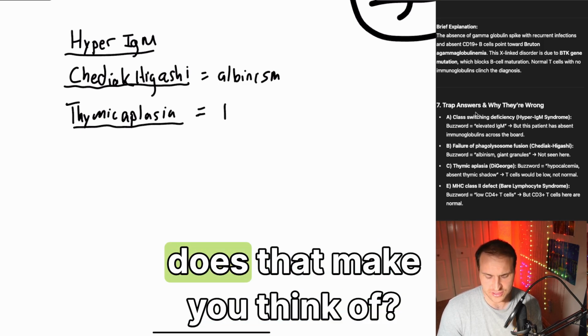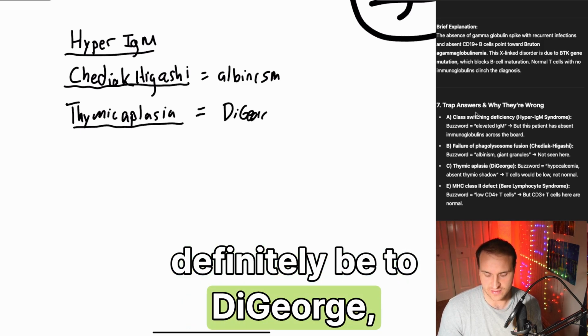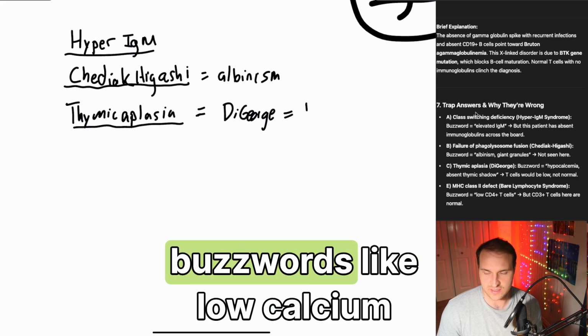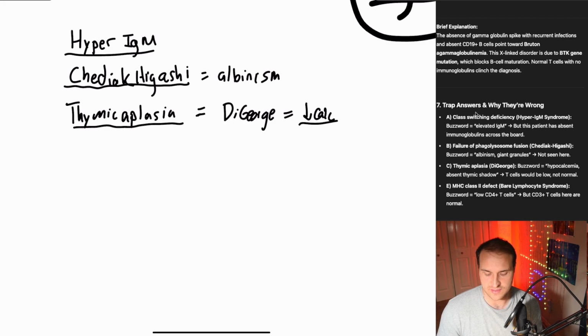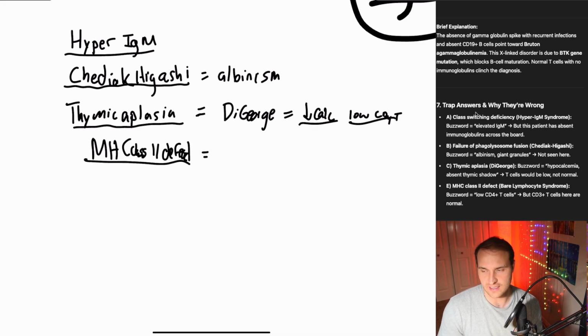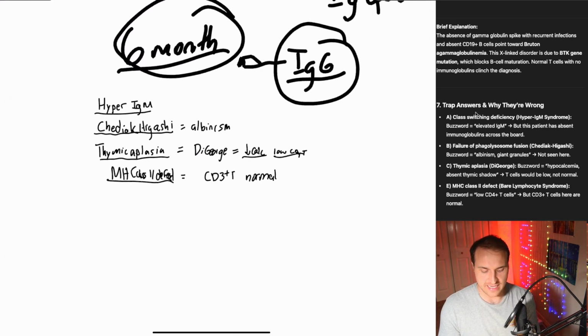So thymic aplasia, what does that make you think of? First thing should definitely be DiGeorge, right? And then DiGeorge is associated with some buzzwords like low calcium and also absent thymic shadow. Now, this is going to be a little bit too easy for them, right? They have to make some medical students fail. And so they're going to have low CD4 T cell or a low T cell. And that low CD4 T cell should also make you think of an MHC class 2 defect, that's bare lymphocyte syndrome. And the reason it's not that is because in our question stem, our CD3 positive T cells are normal. So as you can see, it's not enough to just be recurrent infections, catalase positive, nailed it.